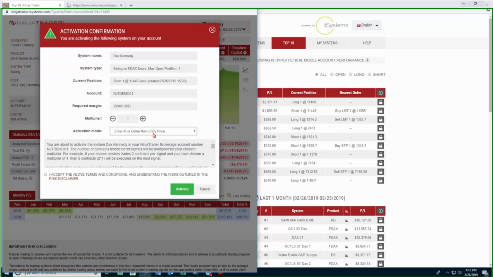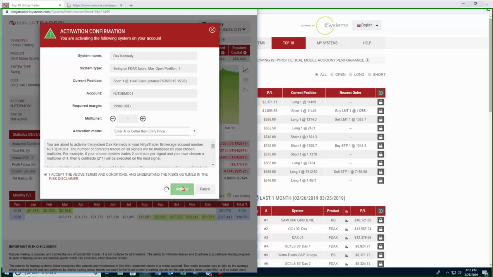So right now it's currently short at 11,449. So it's only going to get in at that price or higher since I'm short. Right? So if the market opens at 1114.50, it will get in. If it opens at 1114.40, we're going to wait until that comes up to the next price.